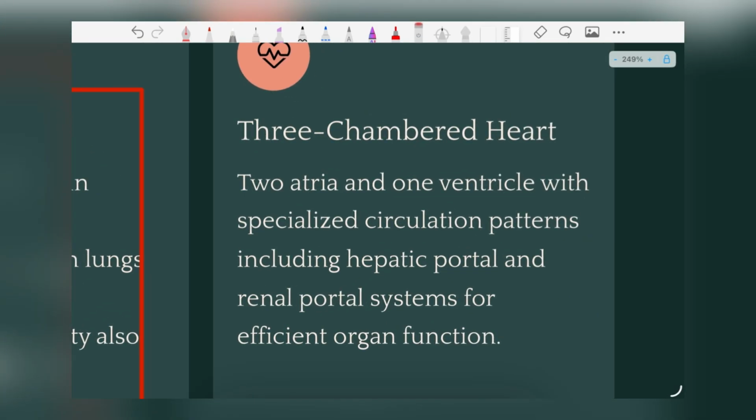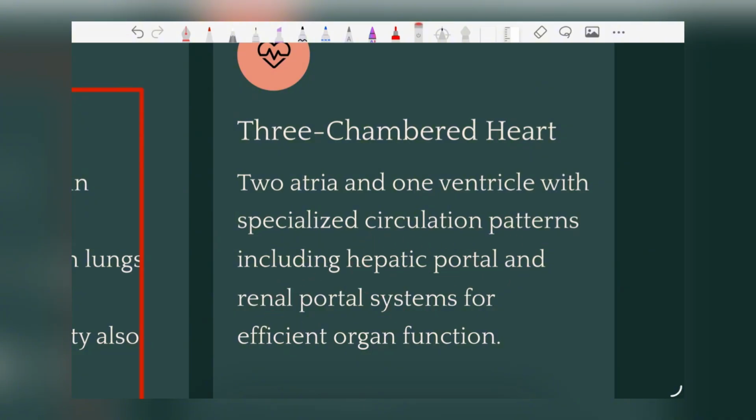Three-chambered heart, two atria and one ventricle, with specialized circulation patterns including hepatic portal and renal portal systems for efficient organ functions. You know the hepatic portal system, the portal system that connects the liver to the intestine. Acha, what is a portal system? Any circulatory system which connects not from the heart to any organ, rather it connects from one organ to another organ, is called a portal system. Just like in the hepatic portal system and renal portal system.